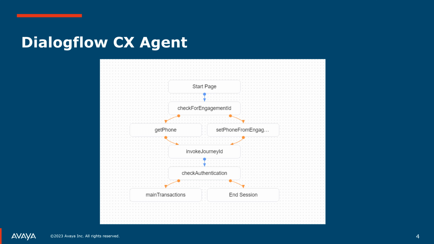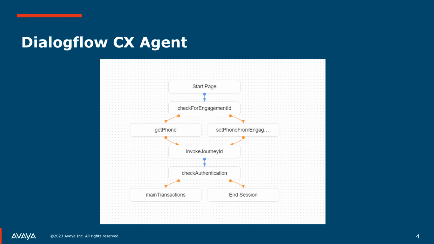And then I check for the engagement ID. So at this point, I'm going to ask Dialogflow CX, was I invoked by Avaya Experience Platform? And if so, do I know something about this engagement? And I'll show you that in just a moment. So I check for the engagement ID. If I have an engagement ID, on the right, I will do the set phone from engagement.